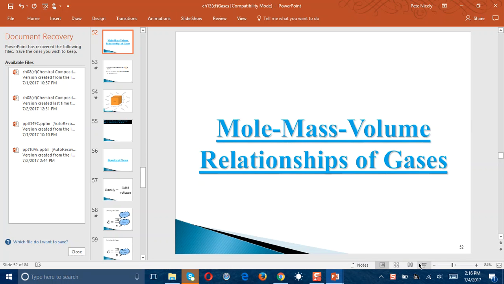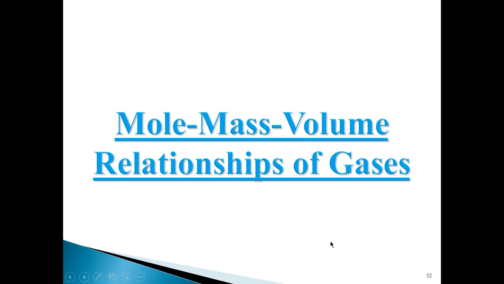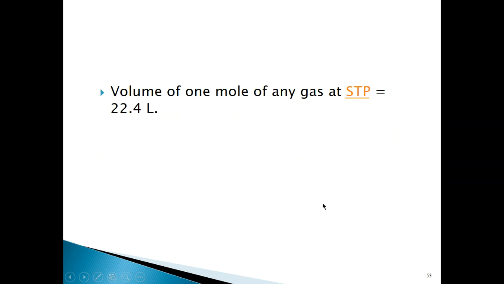Okay, so now we're going to look at some relationships between the moles, the mass, and the volume of gases. So first thing I want to make mention of is what you see on the screen. Remember we talked about STP conditions. It turns out that for any gas, 1 mole of any gas under STP has a volume equal to 22.4 liters. And that can actually be shown based on the ideal gas equation, which we'll talk about later on.